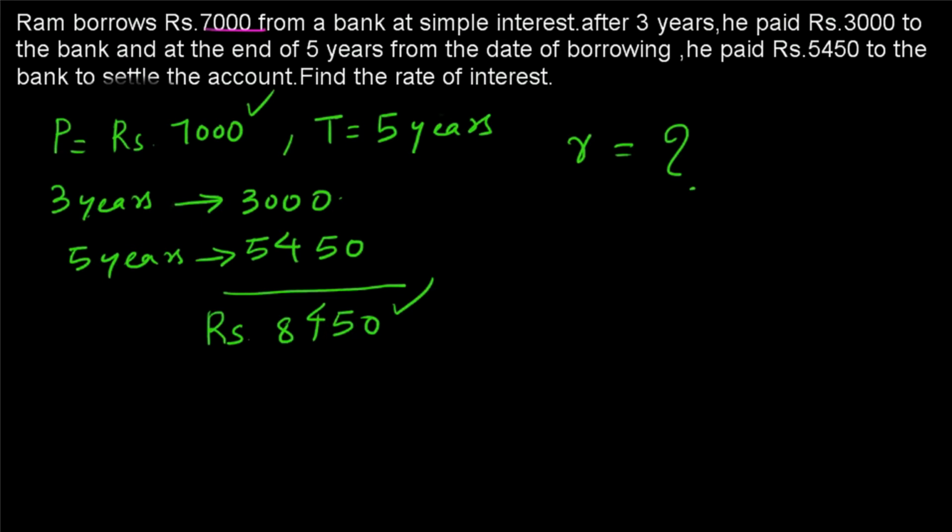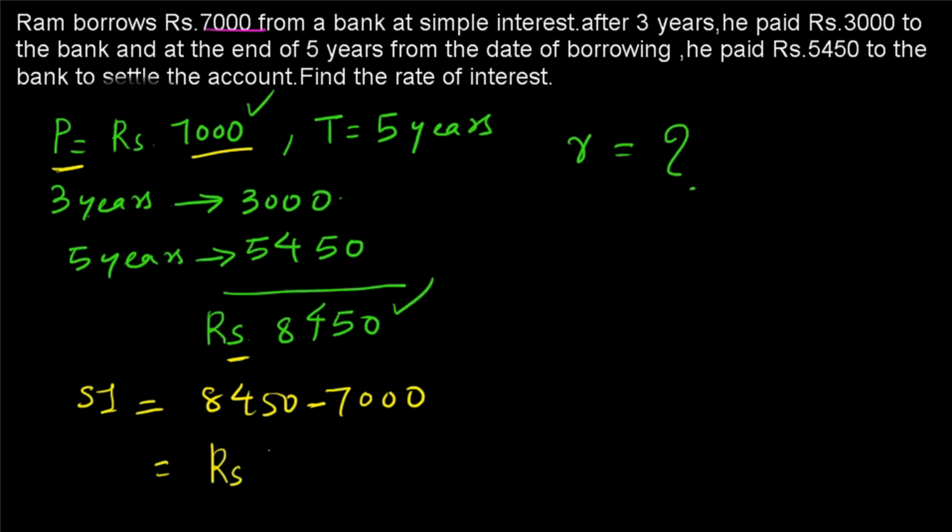So first we know the principal and we know the amount. Okay. The principal is 7,000 rupees and the total amount he paid is rupees 8,450. So what is the simple interest? So we will be getting it as 8,450 minus 7,000. Amount minus principal. Okay. So what we will be getting? The simple interest is rupees 1,450. So that is what we found out.